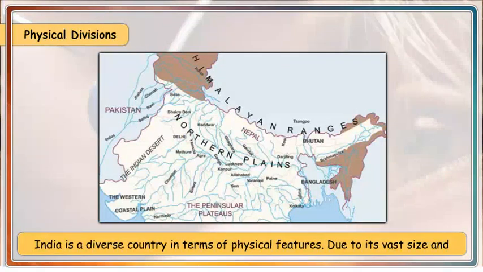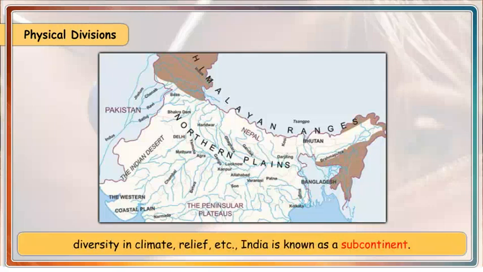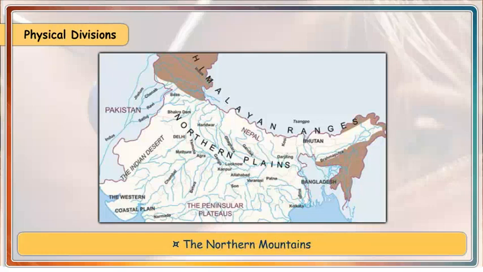Physical divisions. India is a diverse country in terms of features. Due to its vast size and diversity in climate, relief, etc., India is known as a subcontinent. It can be divided into the following physical divisions: the Northern Mountains, the Northern Plains, the Peninsular Plateau, the Coastal Plains and the Islands, the Great Indian Desert.